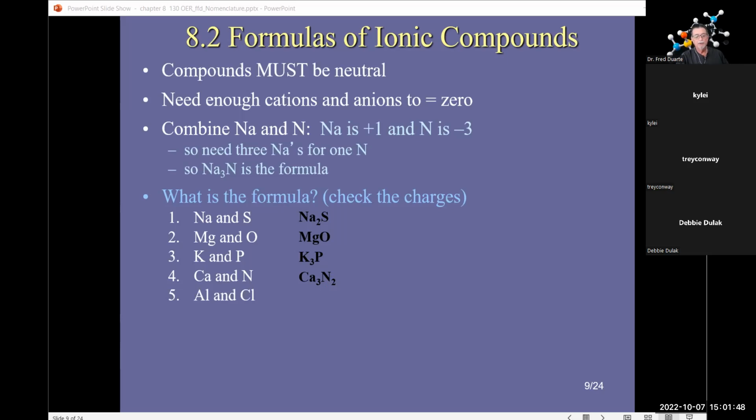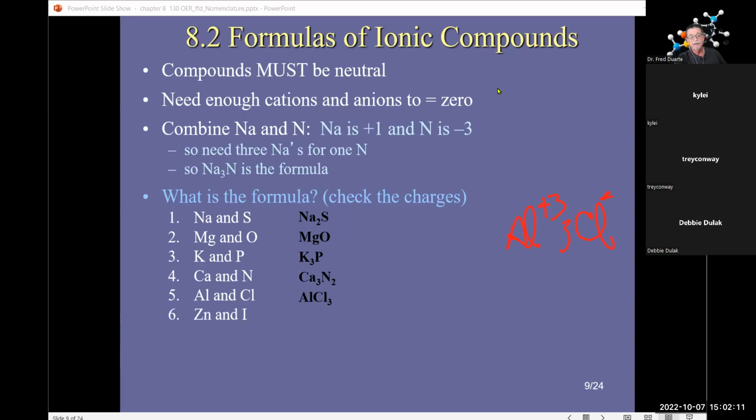All right, aluminum and chloride. Aluminum always has a +3, and the chlorides always have a -1. They're in group 7. So that means I need 3 chlorides for every aluminum +3. So its formula is AlCl subscript 3.